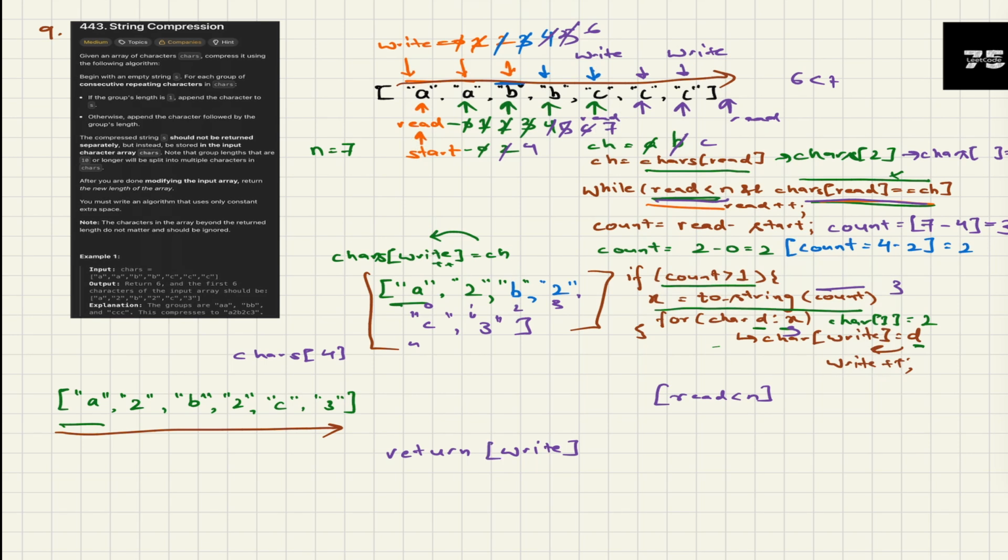Because wherever the write is pointing, that would be the length of it, right? So let's say my write is currently pointing at 6, and that is the length that I have: 1, 2, 3, 4, 5, 6. So I can return my write, and that will be my answer. So that's it about this problem. I hope we get a better understanding of this while coding.